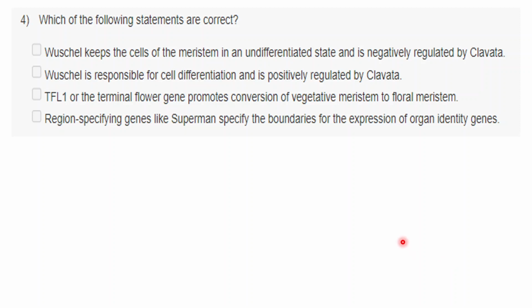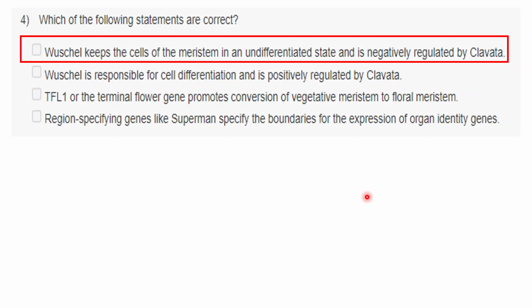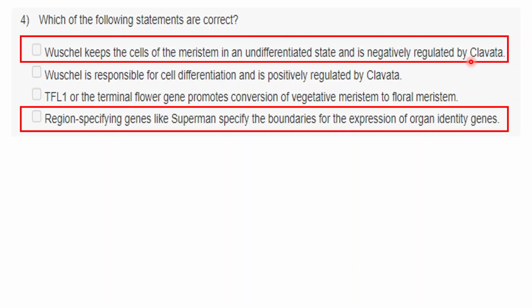Okay, it's time for me to reveal the correct answer. The first correct statement, statement number 1, Wuschel keeps the cells of the meristem in an undifferentiated state and is negatively regulated by clavata. This is the correct statement. And the second statement, which is correct, is statement number 4, region specifying genes like Superman specify the boundaries for the expression of organ identity genes.